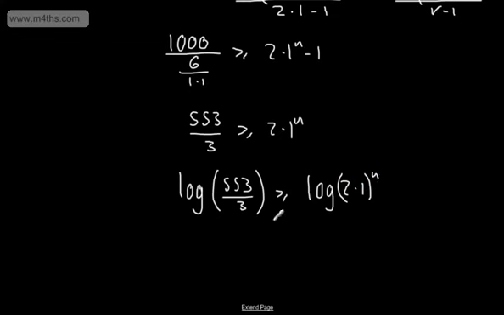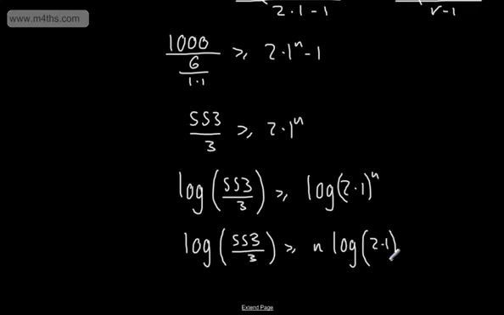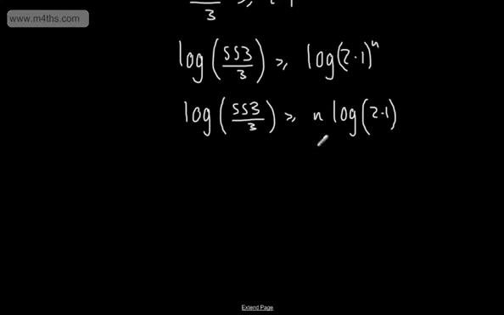Using log laws, we can bring the n down. So I've got log of 553 over 3 is going to be greater or equal than n multiplied by log of 2.1. If you're yet to do logarithms, this might not make an awful lot of sense. So do check now where this sits in your course, but I assume at this stage now you've done logs.